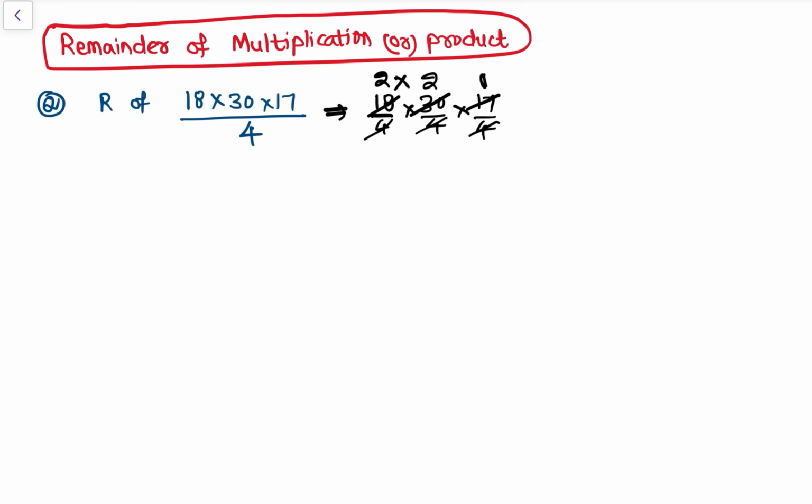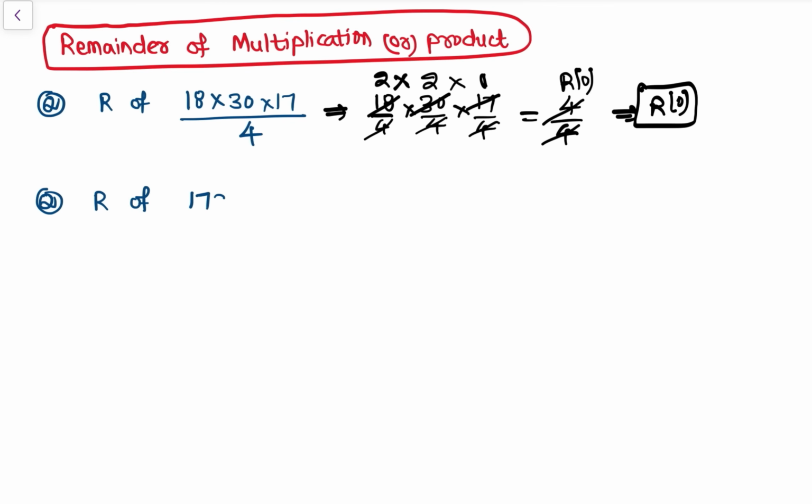Now since it is multiplication, you will do multiplication. So 2 into 2 into 1, so that is 4 upon 4. So 4 1s are 4, so remainder is 0. So overall remainder of this entire product is 0. That's how we do remainder. Let's do one more. See question.